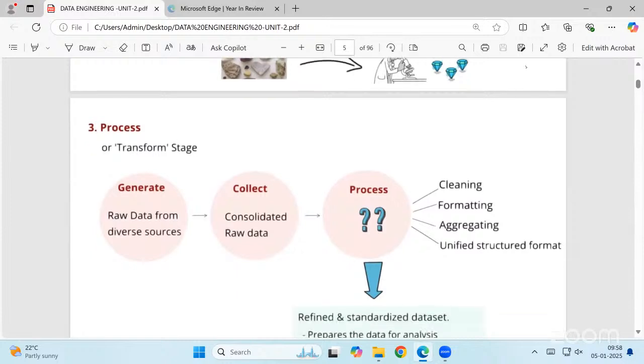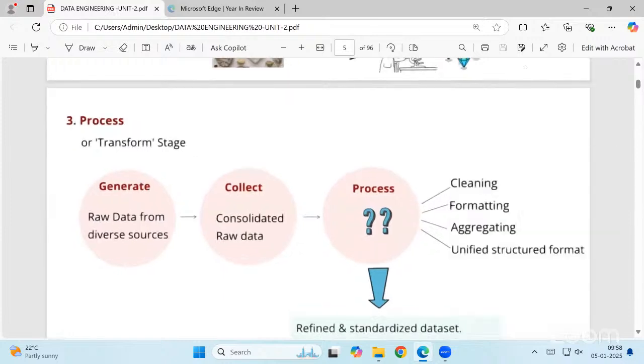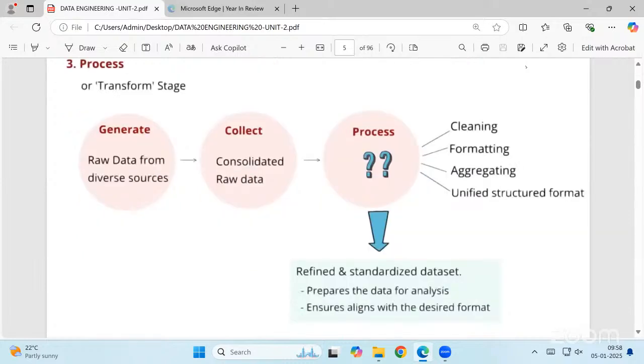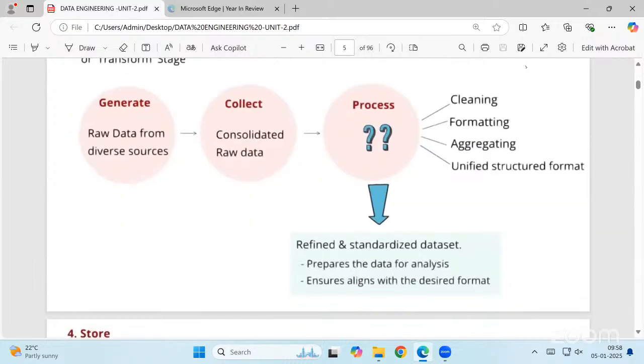Next phase, process. Now what is the process? You generated the data and collected the data. Now processing means you have to clean the data and convert it into desired formats, like the different formats generated in the initial phase: tables, text format, audio format, video format. So cleaning, formatting, aggregating, and unified structure format. These are the activities that we are going to do in the process phase.